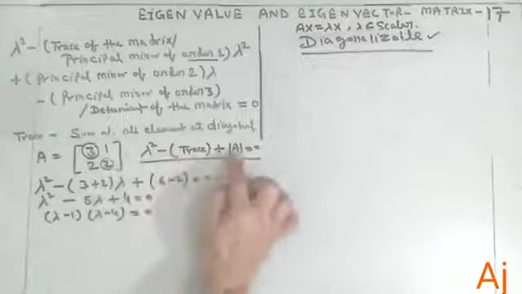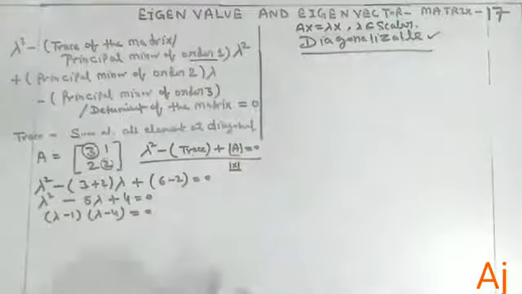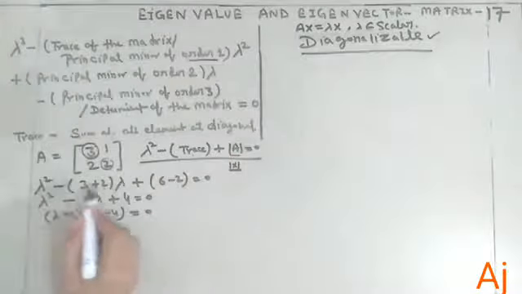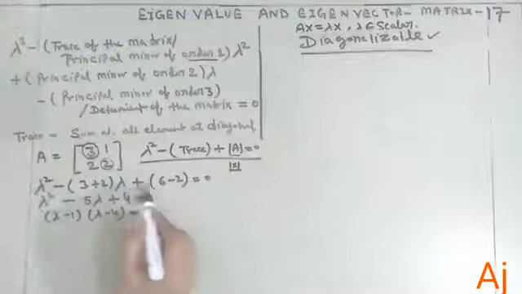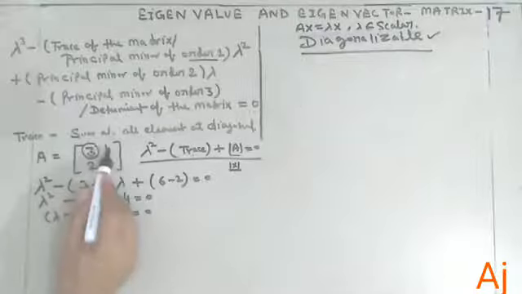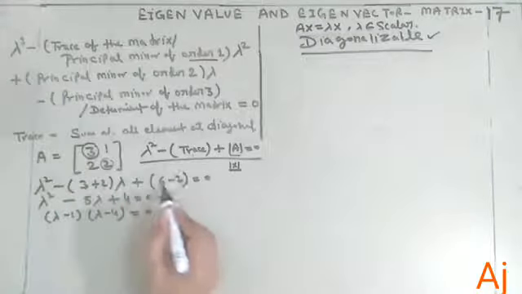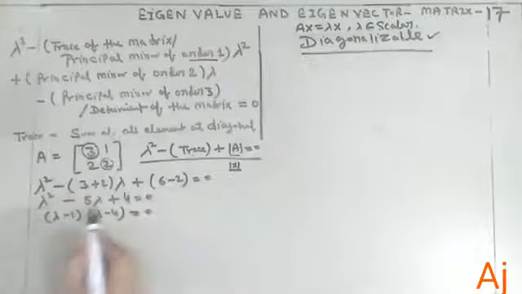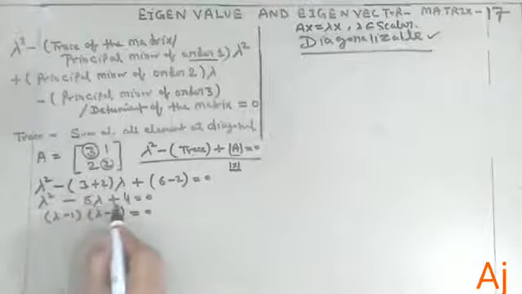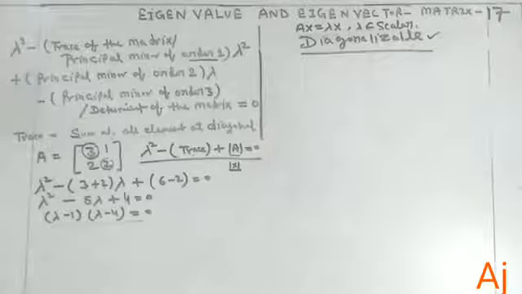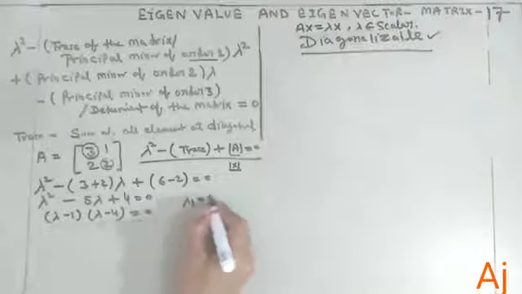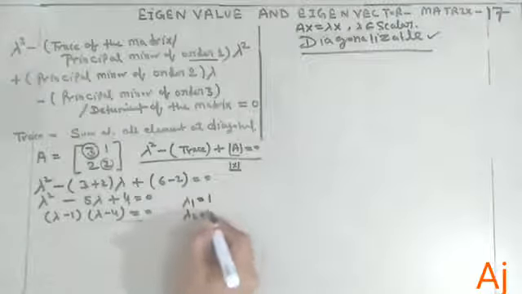Okay, so that is the short trick. Lambda square minus trace plus determinant of the matrix is equal to 0. So we have written lambda square minus (3 plus 2) lambda plus the determinant, 3 into 2 minus 2 into 1, 6 minus 2, is equal to 0. Lambda square minus 5 lambda plus 4 is equal to 0. If you solve it, then you will get lambda 1 is equal to 1 and lambda 2 is equal to 4.